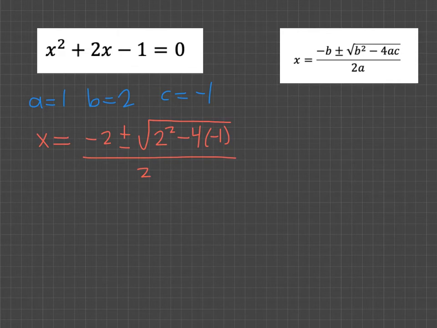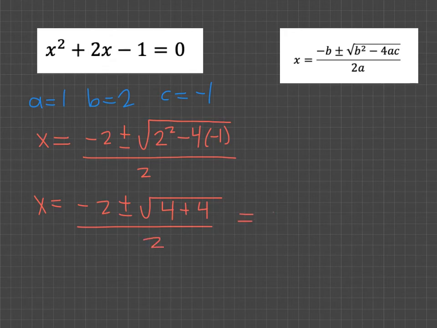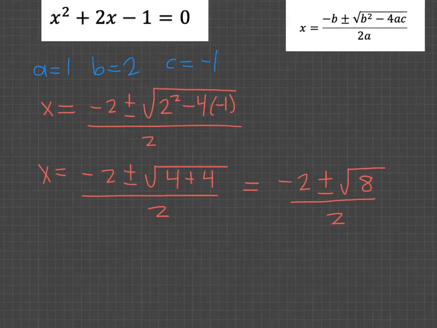Let's do simplifying. X equals negative 2 plus or minus, under the square root, 2 squared is 4. And then we've got negative 4 times negative 1, so that's a plus 4. And that's all over 2. We can write that as negative 2 plus or minus square root of, adding the 4's, we get 8, all over 2. Now here's where we want to simplify.